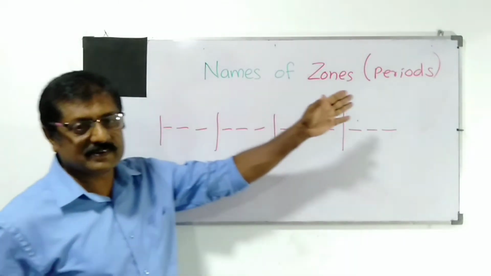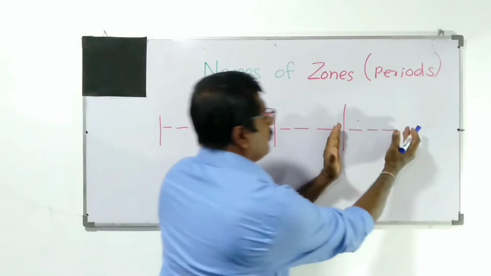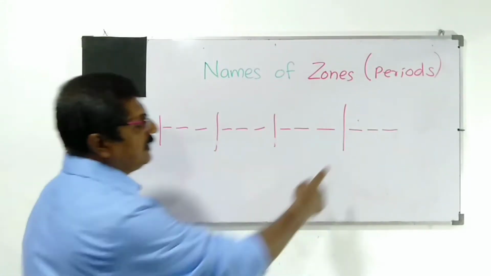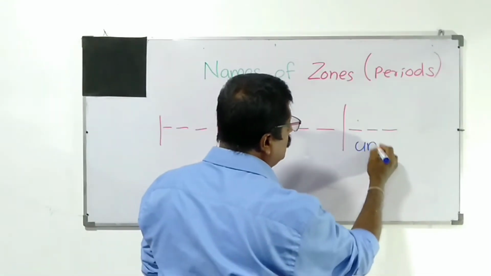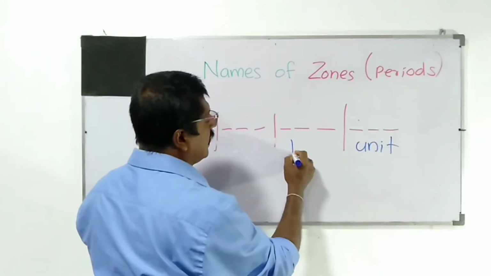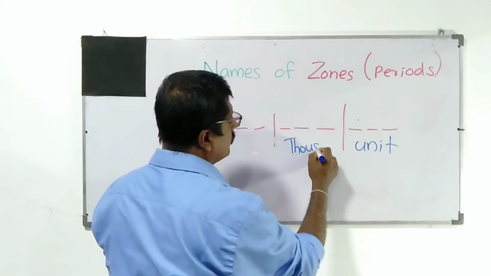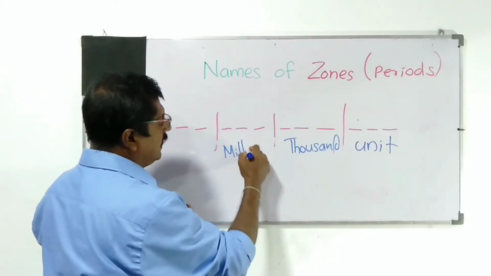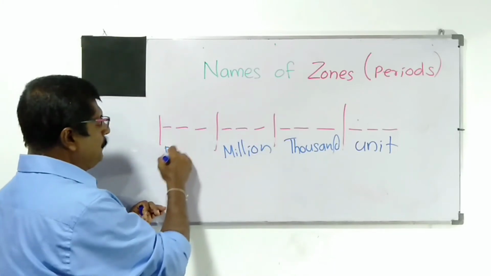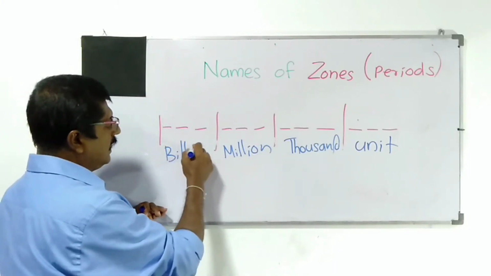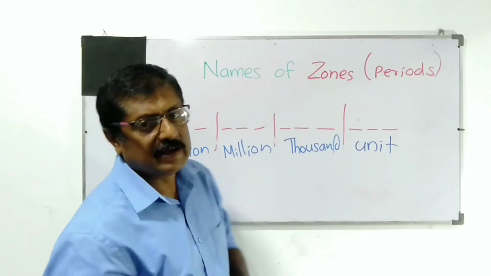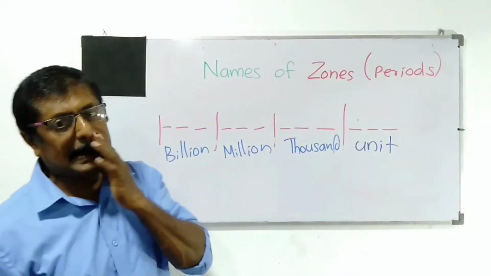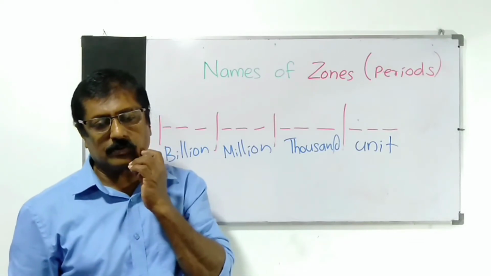Names of zones or periods. This is one period, another period, a zone. This one is the unit zone. This one, the 1000 zone. This one, the million zone, and the billion zone. From this side: unit, 1000, million, billion. Like this we have to separate them into zones, right?